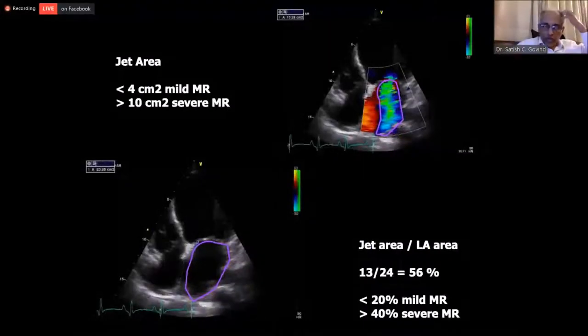So how do we do this in a more objective way? You have this time-tested old method of jet area. It has its own limitations, so pluses and minuses, so be very careful. It is not very sensitive. You have these various numbers here. One is just to look at the jet area. Another one is to look at both the LA and the jet area and do a ratio to see how the numbers stack up. So not very reliable, but recommended as far as the guideline is concerned.